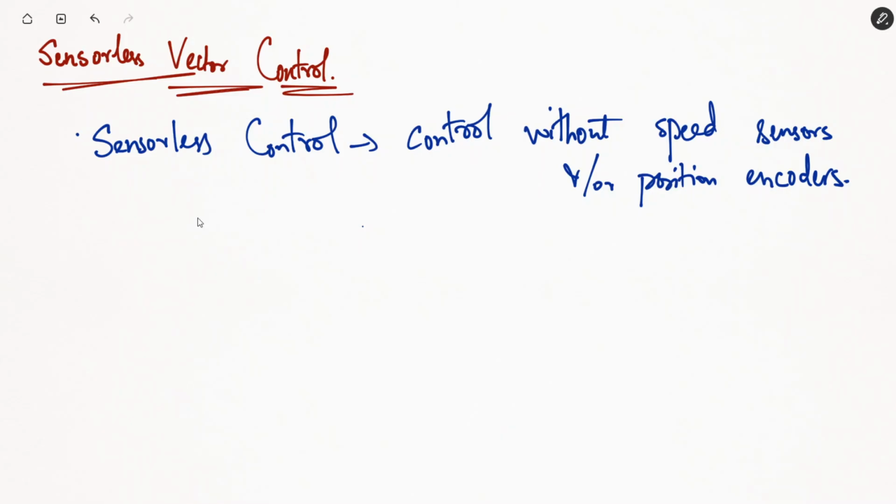We know that for closed loop control of induction motor drives, we need speed sensors for the feedback. But in case of sensorless control strategies, what we'll be doing is employing some other numerical method for calculation of speed.